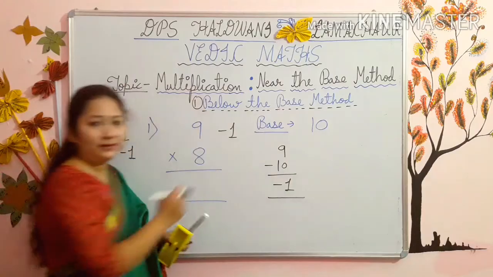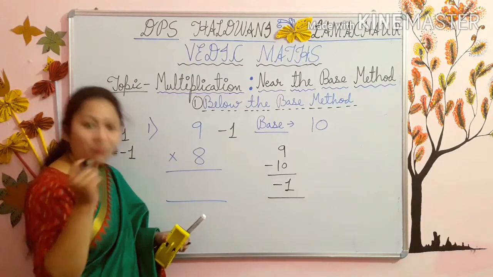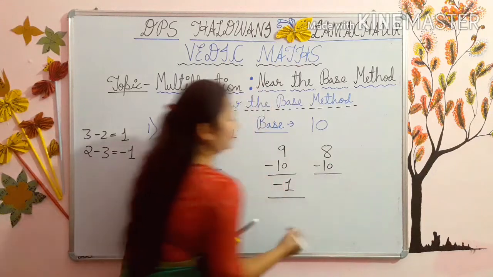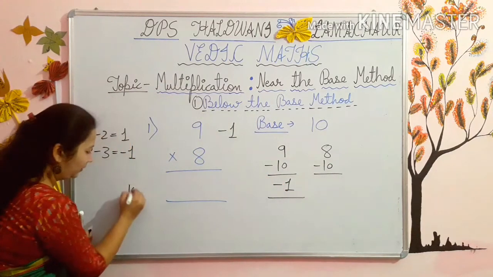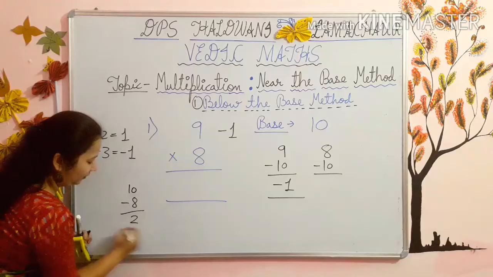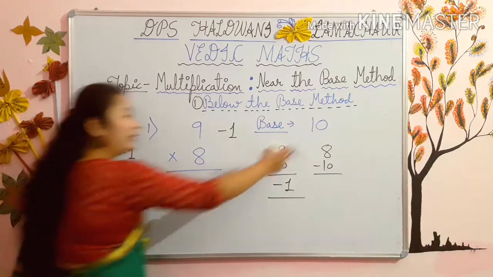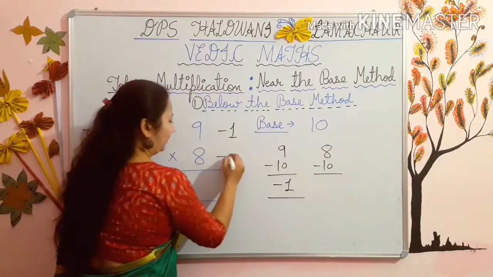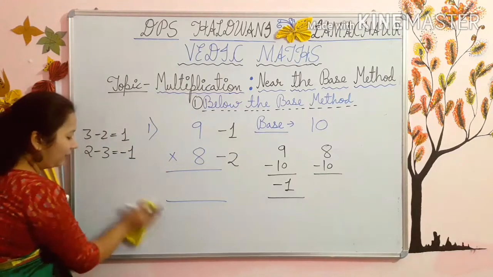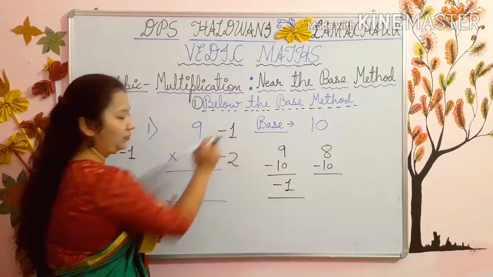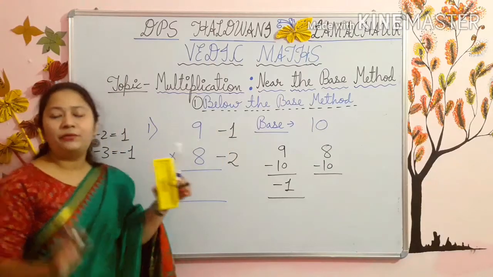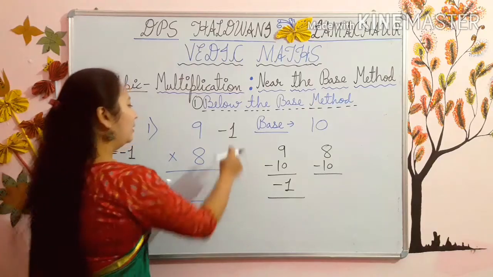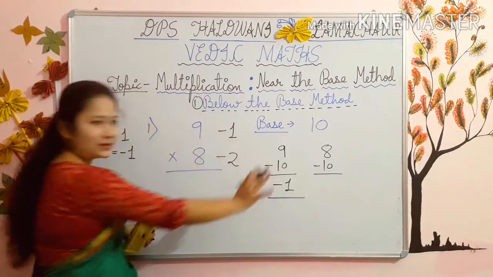8 minus 10 is minus 2. See, if you do 10 minus 8, then it will be only 2. But you are doing 8 minus 10, so it will be minus 2. Students, you have to write the signs also. If there is plus, then you have to write plus. If there is minus, then you have to write minus. Now, it's over.